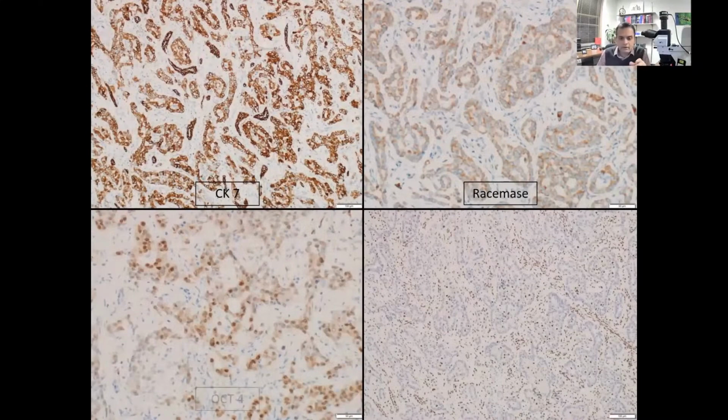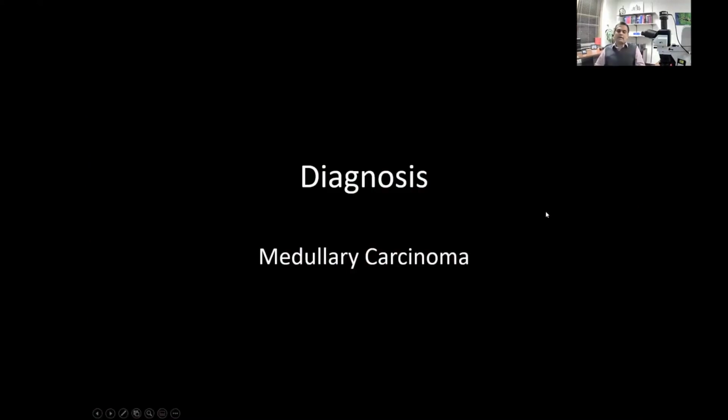So this stain is OCT4, and the other stain is INI1, as many of you must have already thought of, because what you're seeing here is a positivity by loss of expression. You can see the tumor cells have lost expression of INI1, and you have very nice internal control, the stromal cells and inflammatory cells that are positive. So this is a renal cell carcinoma that is positive for OCT4 and has lost INI1. The only diagnosis here is the medullary carcinoma.